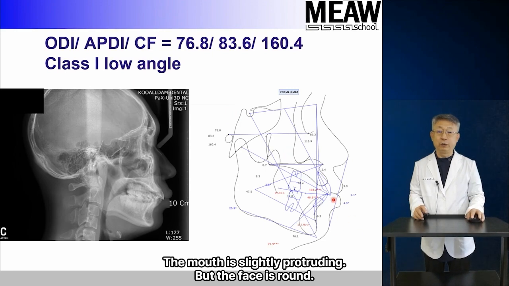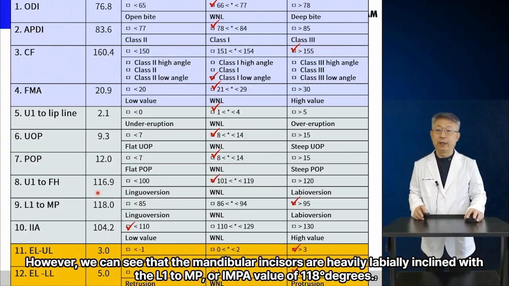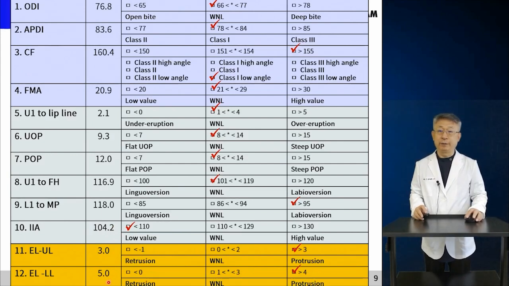The mouth is slightly protruding, but the face is round. The UOP of 9 degrees and POP of 12 degrees are normal, and the U1 to FH of 116 degrees is also normal. However, we can see that the mandibular incisors are heavily labially inclined with the L1 to MP, or IMPA value of 118 degrees. This makes the IIA a small value of 104 degrees. Therefore, the mouth is slightly protruded.